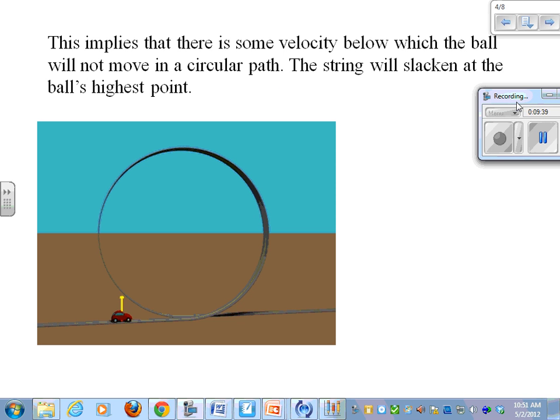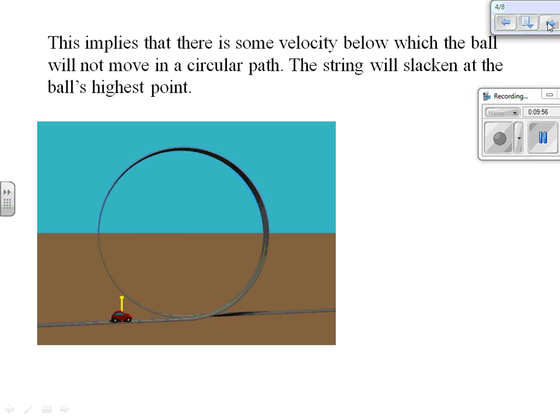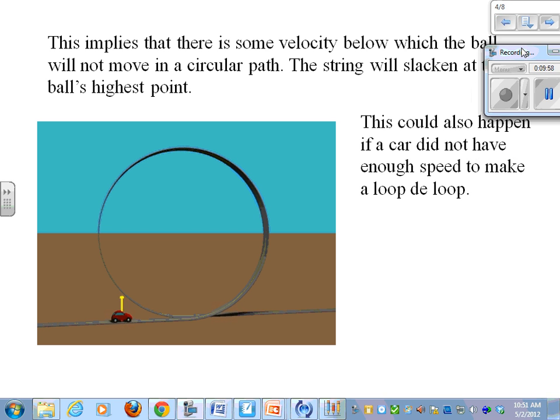This implies that there's some velocity below which the ball will not move in a circular path. The string will slacken at the ball's highest point, and as we saw in the car video, you crash or you don't, right? This isn't nearly as exciting a video as the other one. It can also happen if a car did not have enough speed to make the loop, to use a technical term.